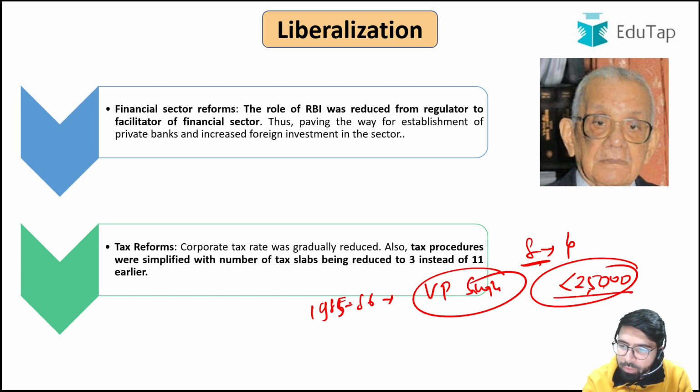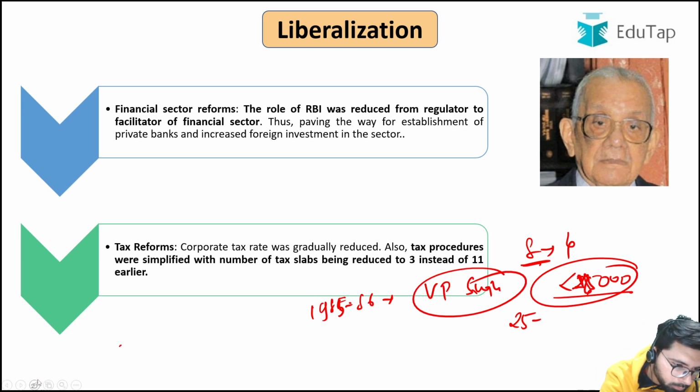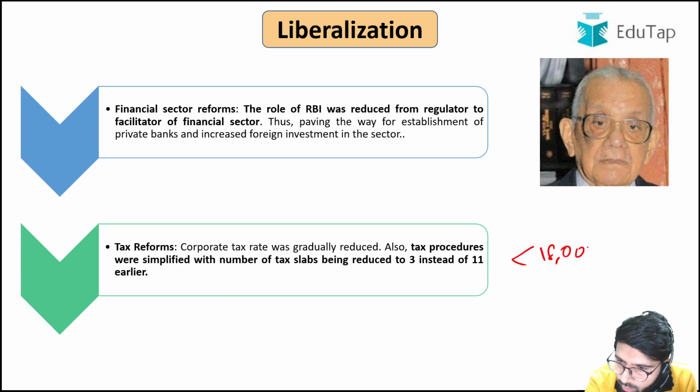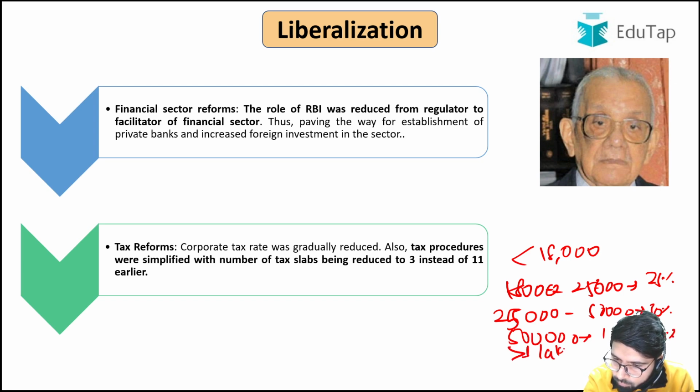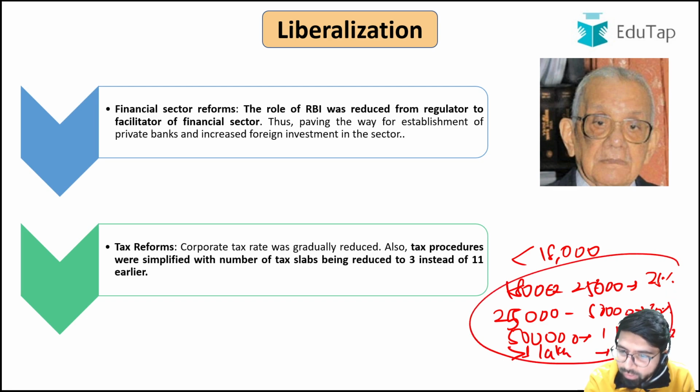Anyone who was earning less than 18,000 per year had no income tax to pay, and if it was between 18,000 and 25,000, it was 25%. And if it was 25,000 to 50,000, it was 30%. If it was 50,000 to 1 lakh, it was 40%, and greater than 1 lakh, it was 50%. So these were the kind of tax slabs prevailing during 1985 to 86.